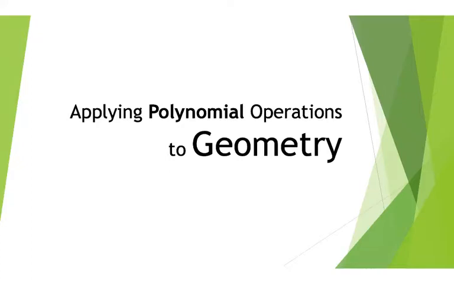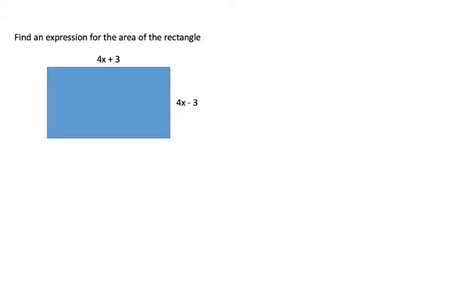Applying polynomial operations to geometry. Here is a question where you have a shape, a rectangle, and the sides of the shape are represented by polynomials. In this case, we have a binomial to represent the base, 4x plus 3, and a binomial to represent the height, which is 4x minus 3. And now they're asking for the area.